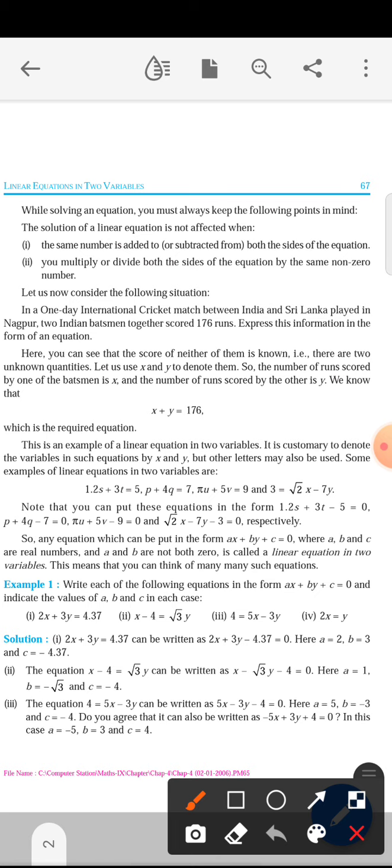Suppose we have a linear equation, then if we add 5 on both sides of the equation, there will be no change in the previous equation.